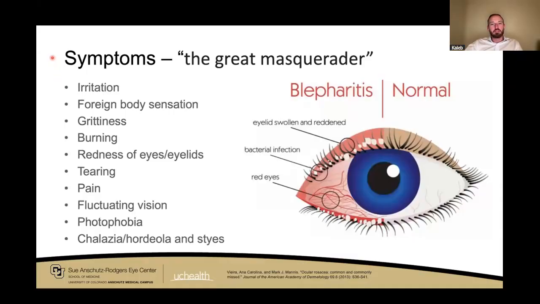When it comes to symptoms for these patients, I've always thought of blepharitis kind of as the great masquerader. And ocular rosacea really is the great masquerader as well. You can get really any symptom under the sun: irritation, foreign body sensation, grittiness, burning, redness, tearing, pain, fluctuating vision, light sensitivity. This one's interesting because we believe that some of the branches of the trigeminal nerve that go to the eyelids, when they get irritated, it's actually projecting along the trigeminal nerve to areas of the brain that are responsible for light sensitivity. And this is why we think you can have light sensitivity with blepharitis.